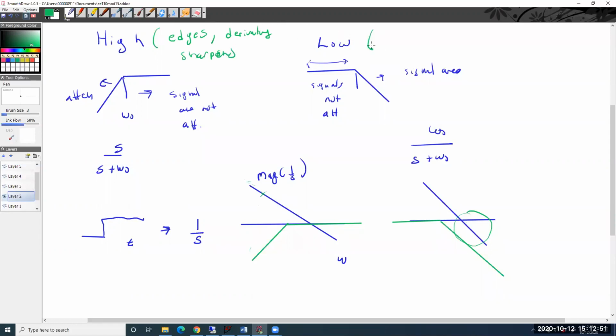Where the low pass, right, smooths edges, all right? So if I were to do the step response of a low pass filter, right, it's gonna smooth the edge, and a high pass, it's gonna detect the edge, right? That's high and that's low. So when you saw that shape, really, that's all you really needed to know, because that's the step response.